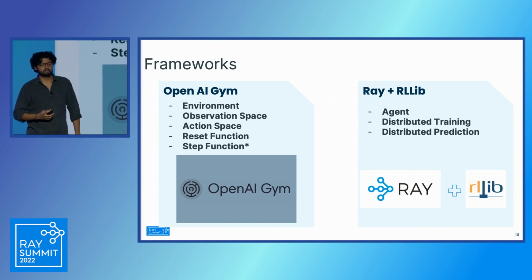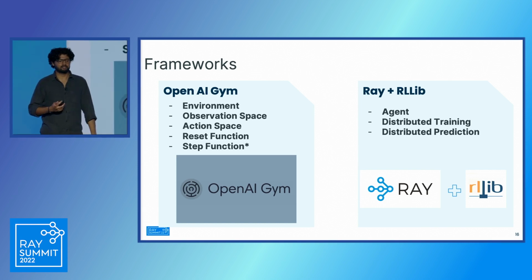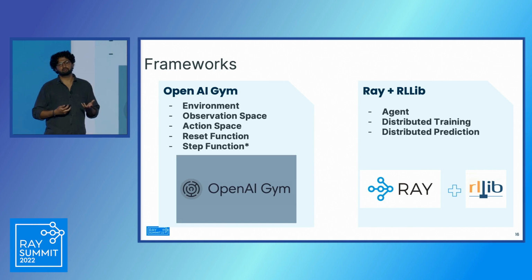Each of these frameworks has a different purpose in designing FastCFE. We utilize OpenAI Gym to define our environment and how much reward an agent will get when it's at any given state taking some type of action. We use Ray and RLLib to do the distributed training and distributed prediction after we've defined this custom OpenAI Gym environment.